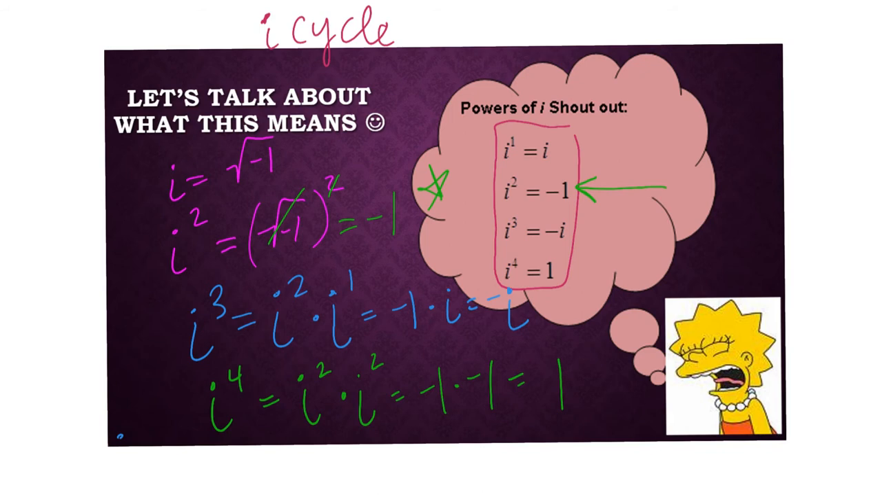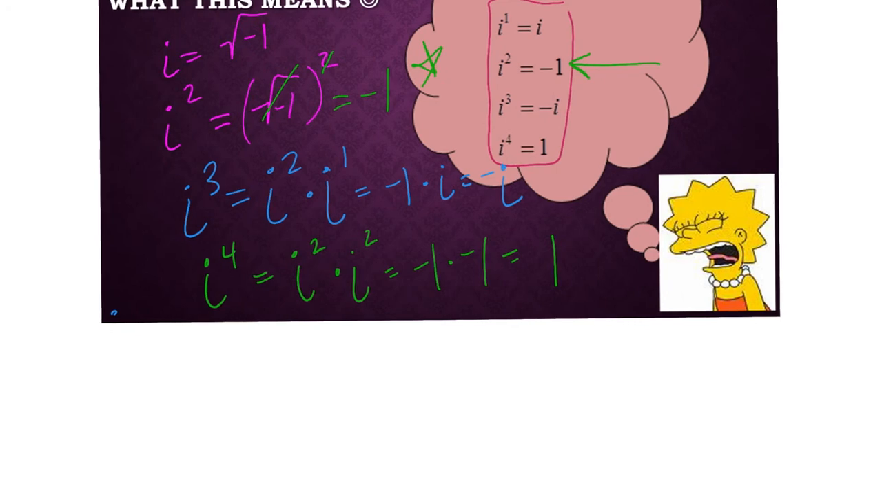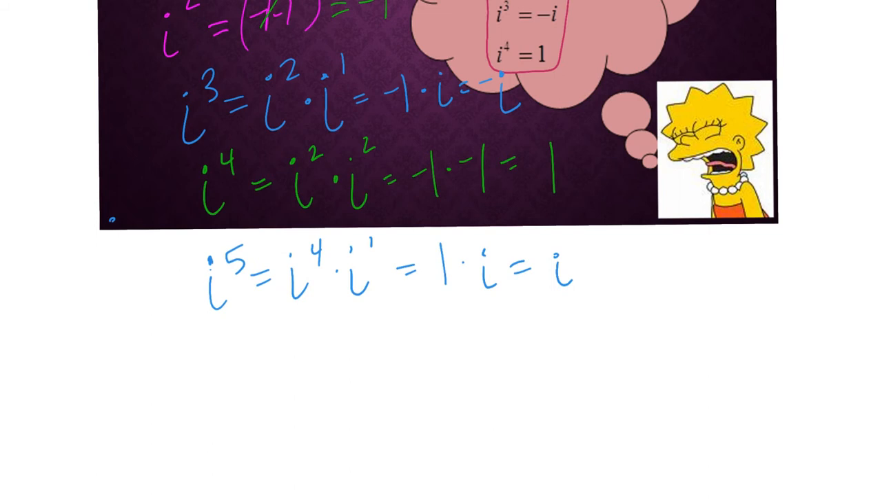So when you go to i to the fifth, I can write i to the fifth as i to the fourth times i to the first. Well, i to the fourth was 1, and i to the first is just i. So i to the fifth is also i. Same thing with i to the sixth. It can be i to the fourth times i squared. i to the fourth is 1. i squared is -1. So 1 times -1 is -1.